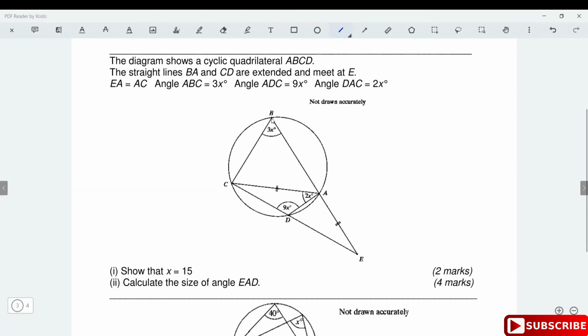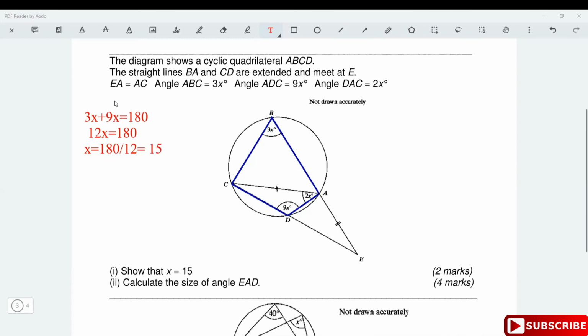Now this is a cyclic quad, A, B, C, D. This forms a cyclic quad. Opposite angles in a cyclic quad sum to 180. So what we can then tell them is that 3x plus 9x is equal to 180. And so if you add them, you get 12x equals 180. So you can tell them x equals 180 divided by 12. 180 divided by 12 is 15.